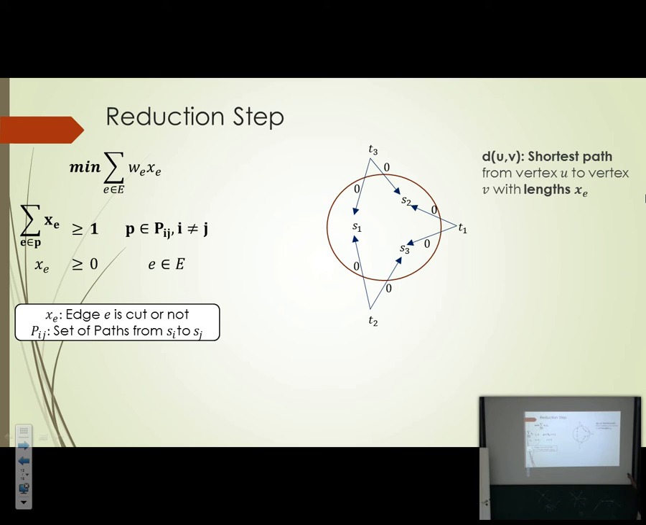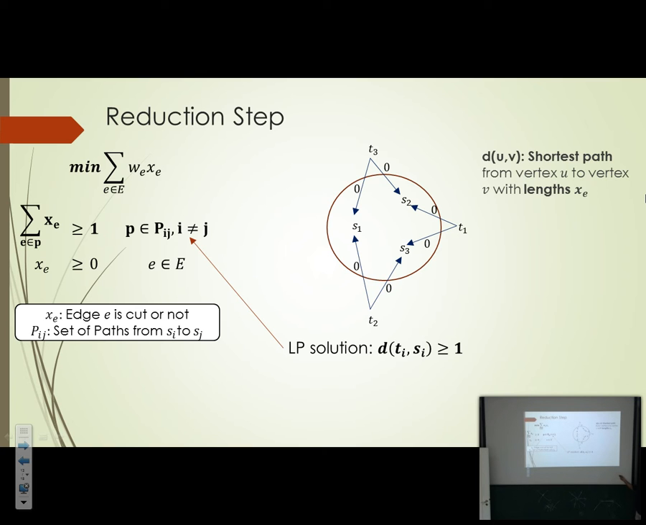Okay, let's say Duv denotes the shortest path length from vertex u to vertex v with this length Xe. Note that if we have any feasible solution of the LP and we add these k vertices with these edges, the LP solution will guarantee us that the distance from Ti to Si is at least 1. So for example, distance from T1 to S1 is at least 1.